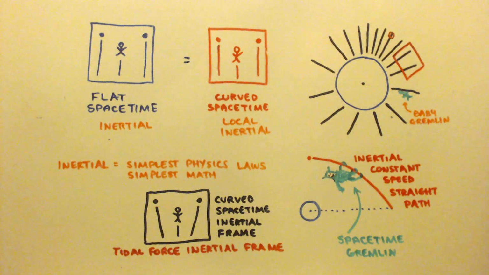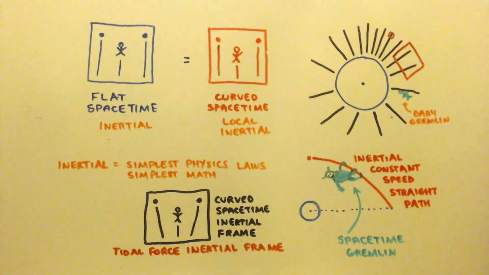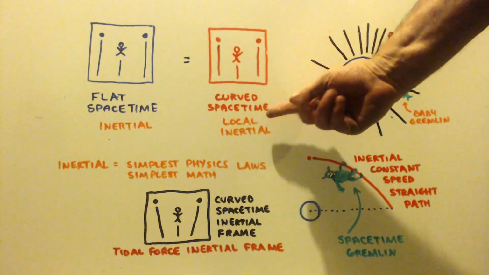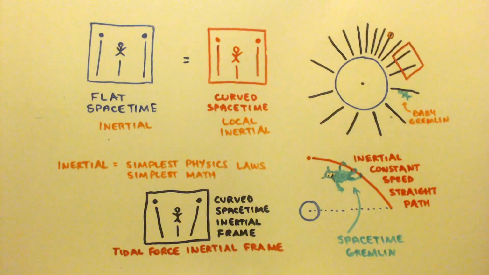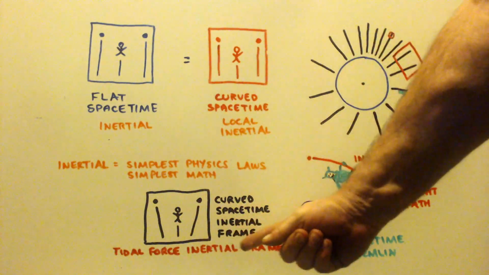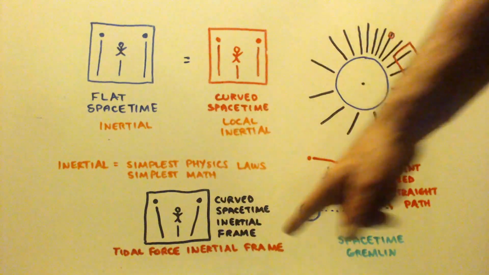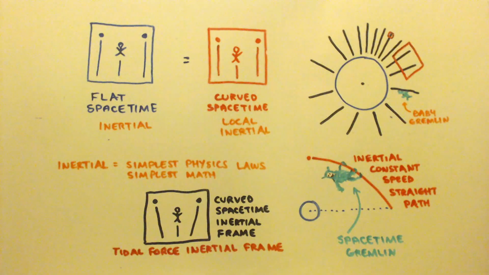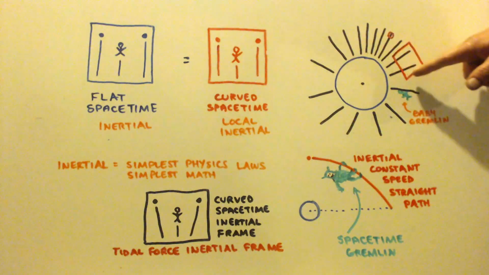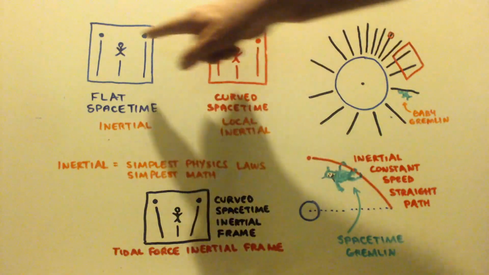We have a flat space-time inertial frame. We have a curved space-time local inertial frame. We have a tidal force inertial frame, that's what I'm going to call it from now on, I don't know what it's actually called. It's in curved space-time, just like up here. The only difference is it's big enough, so it's not local. You can tell the lines are different than these.